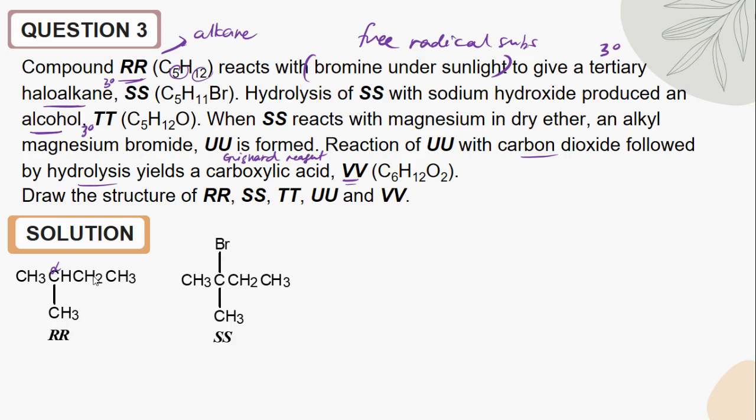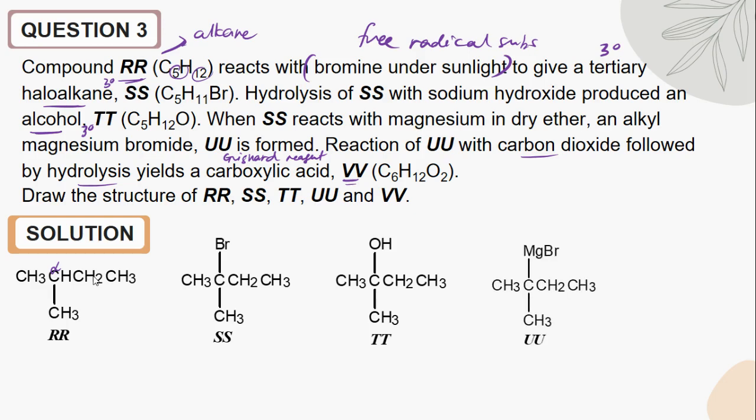Now after that, SS becomes alcohol. So the same alpha carbon now has OH. This is your structure TT. And then when SS reacts with magnesium in dry ether, it produces Grignard reagent. In place of Br, it now becomes MgBr. So this is your structure UU. And then lastly, when this Grignard reagent reacts with carbon dioxide followed by hydrolysis, in place of MgBr, you have COOH. So this is your structure VV.